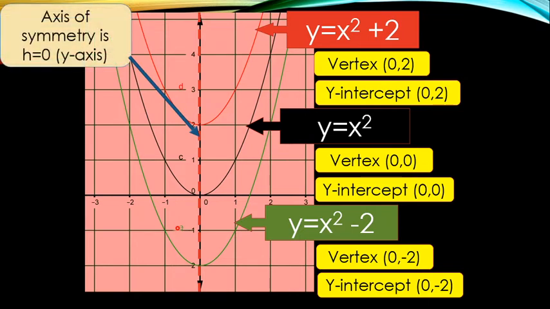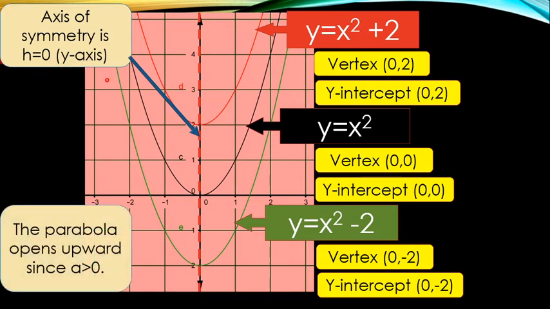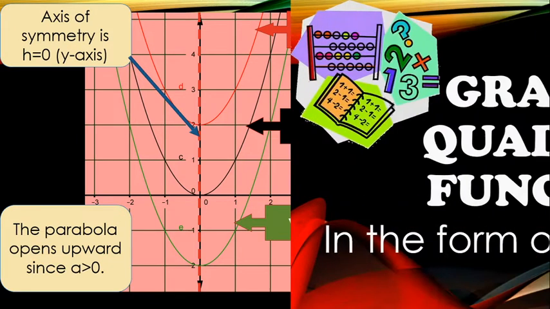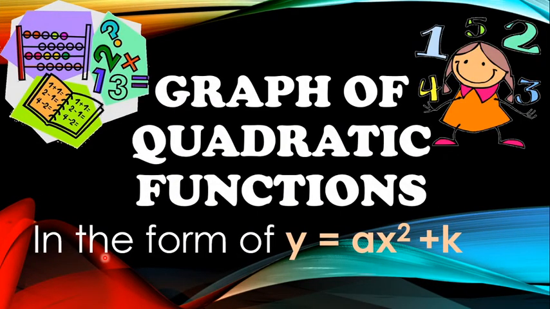So this is their axis of symmetry. These three graphs also have the same axis of symmetry, which is h equals 0, or the y-axis. Since the values of a here are all positive, therefore the parabola opens upward. Now, we're going to graph a quadratic function in the form of y is equal to ax squared plus k.